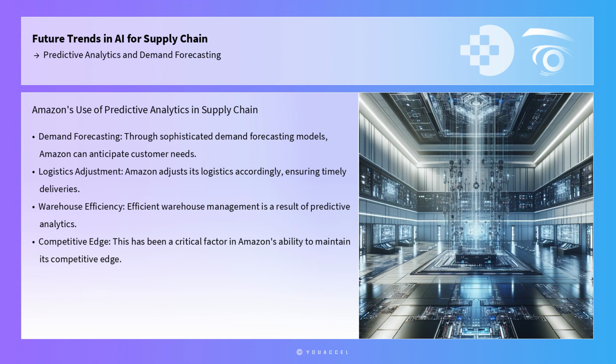Similarly, Amazon uses predictive analytics to enhance its supply chain operations. Through sophisticated demand forecasting models, Amazon can anticipate customer needs and adjust its logistics accordingly, ensuring timely deliveries and efficient warehouse management. This has been a critical factor in Amazon's ability to maintain its competitive edge in the e-commerce industry.